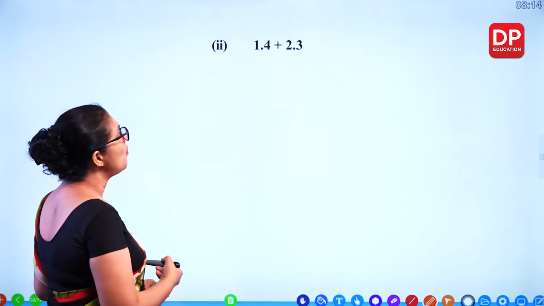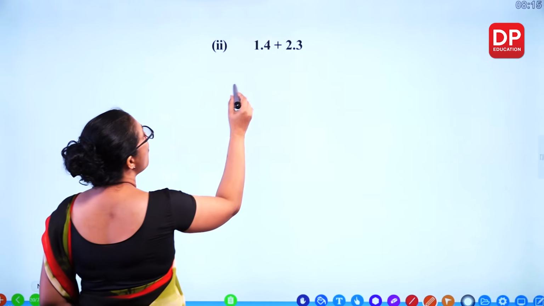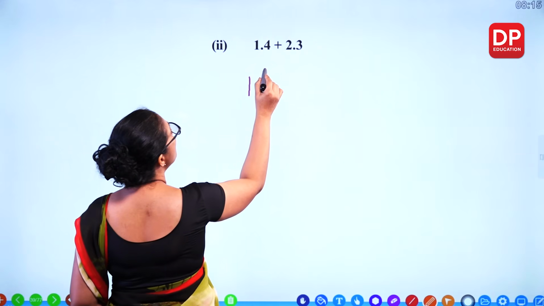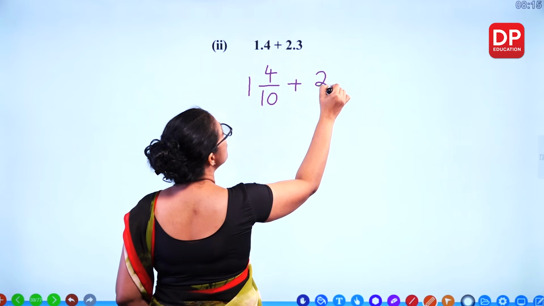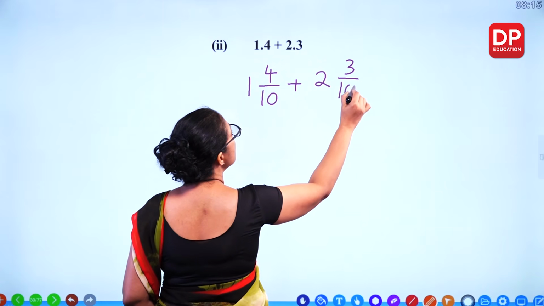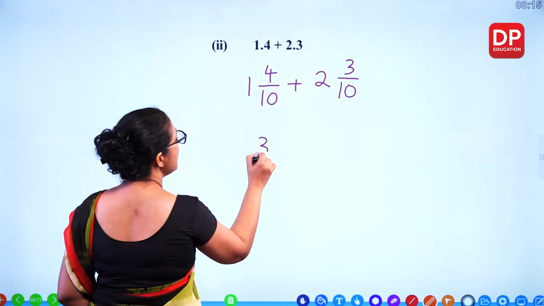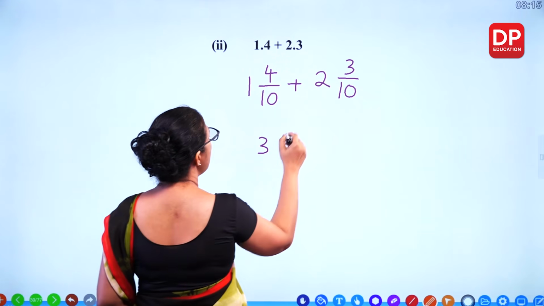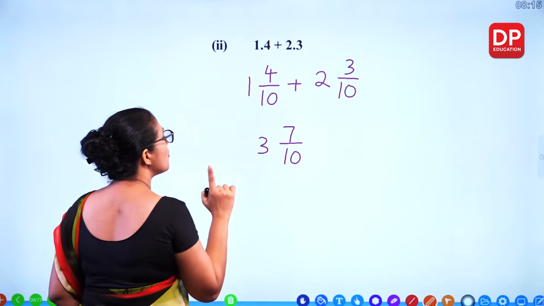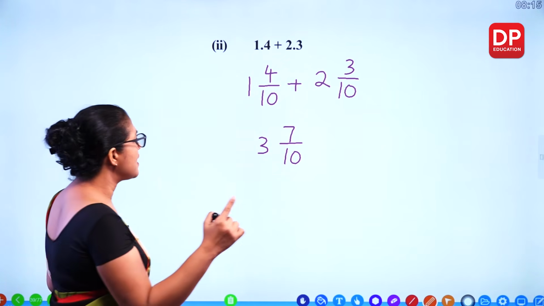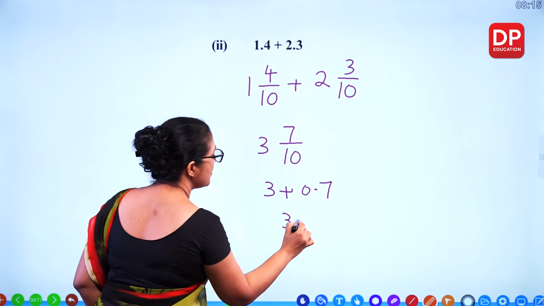We'll take another one, 1.4. How can I write 1.4? 1 and 4 over 10. 2.3, 2 and 3 over 10. I know how to add fractions. 2 plus 1, 3. Add the whole numbers. And then 4 plus 3. That's 7 over 10. So what is 7 over 10? 0.7. So 3 plus 0.7, 3.7.